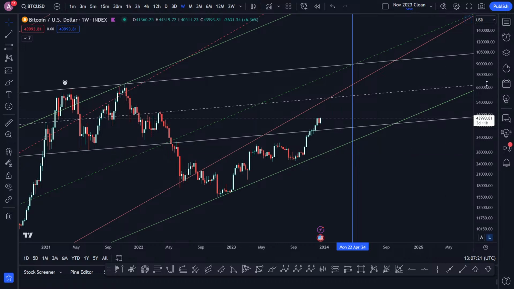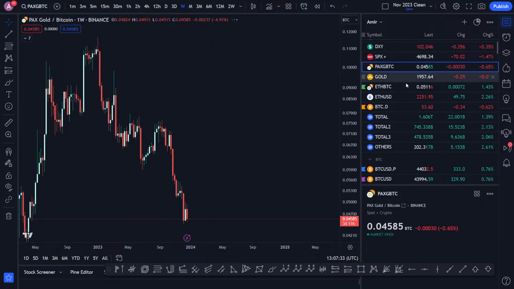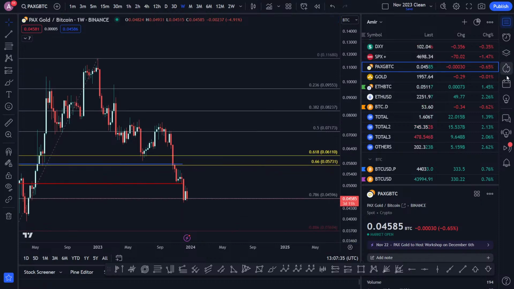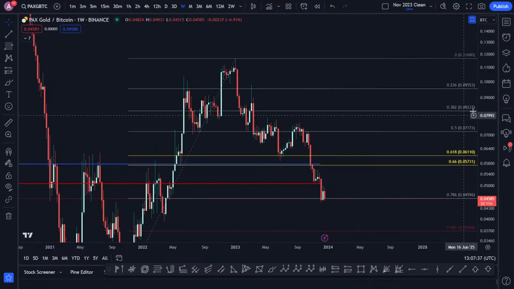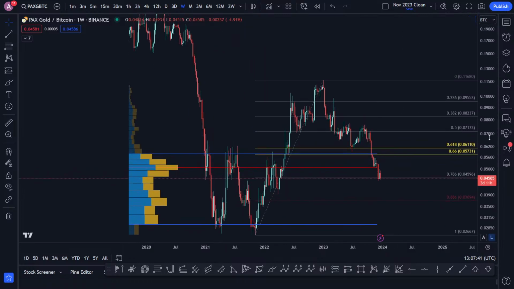I think I've been talking a lot about Bitcoin. I actually wanted to talk about some other things. When you're looking at PAXG, gold, I've been trading this. I mean, following it.